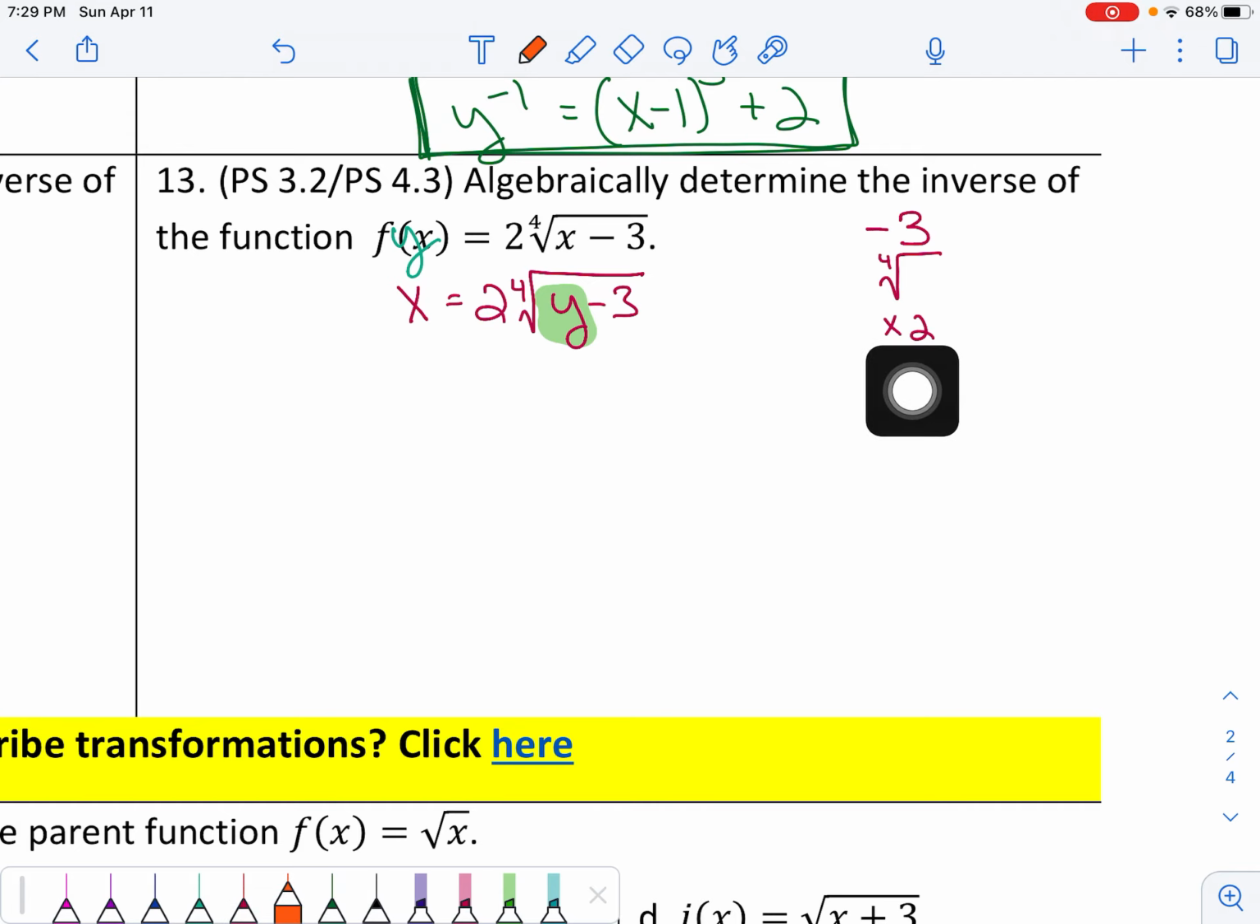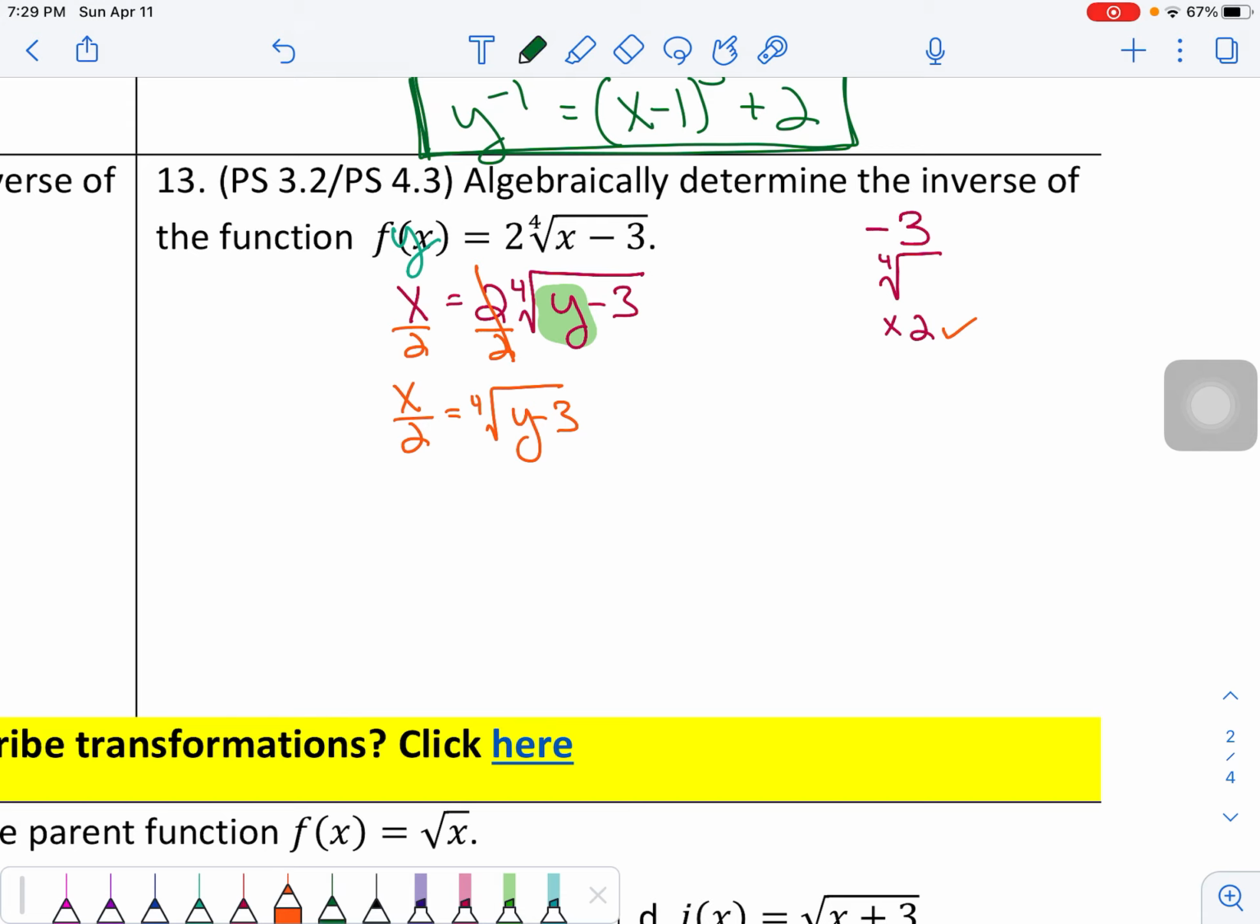So how do I undo times by 2? Well, I need to divide both sides by 2. So I'm going to have x over 2 equals the 4th root of y minus 3. How do I undo a 4th root? Well, I'm going to use its inverse power, and the inverse power to a 4th root is a power of 4. So 4th root and 4 cancel, and that just leaves me with y minus 3.